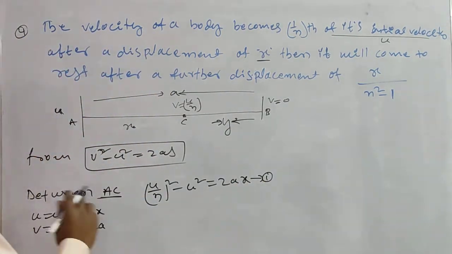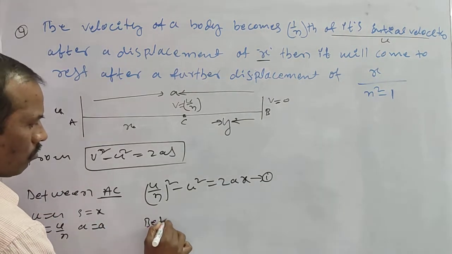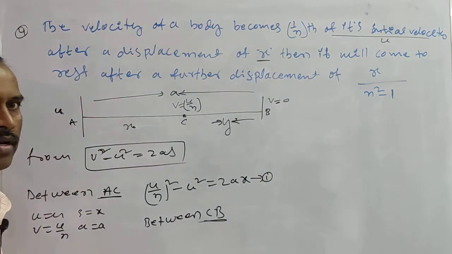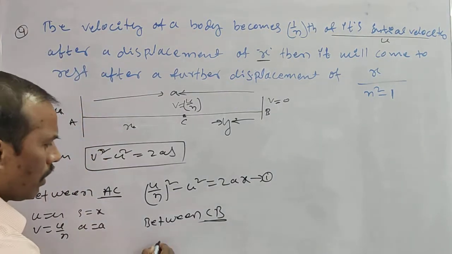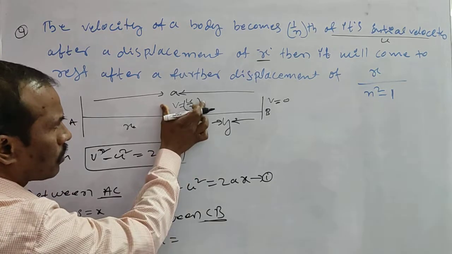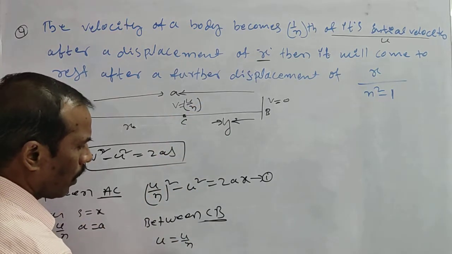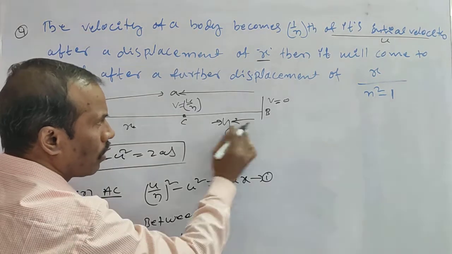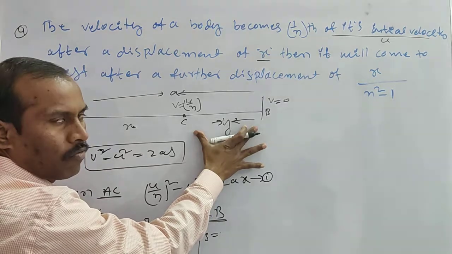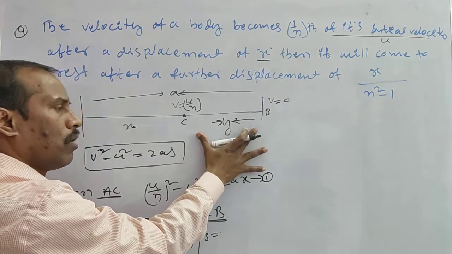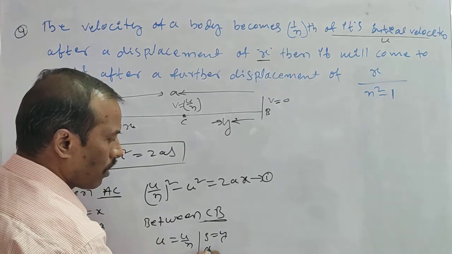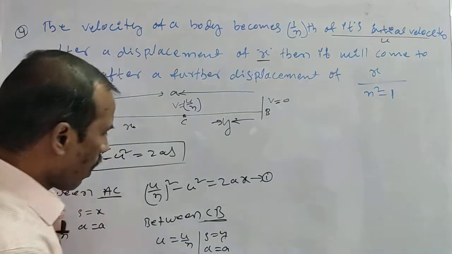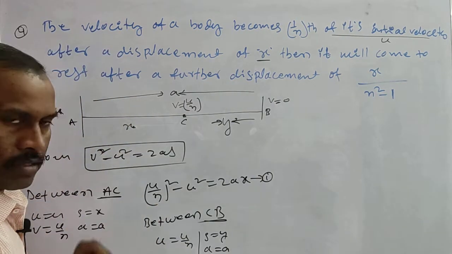Next, between C and B. In this case the initial velocity is u by n, and the final velocity v is equal to 0. The displacement s is here y, since we want to find the displacement y. Here a is the same uniform acceleration. Now we substitute these values in the formula.